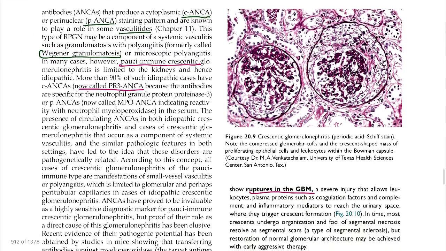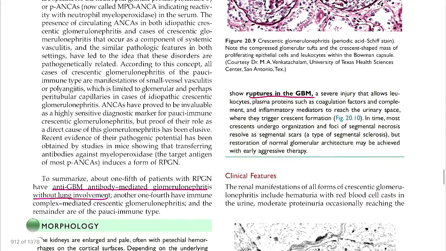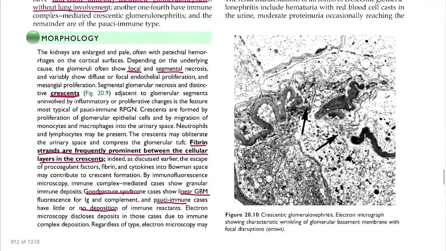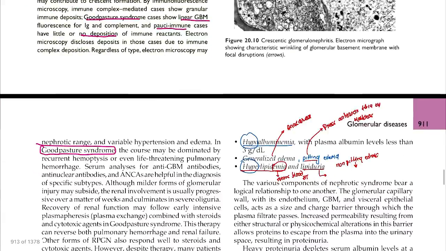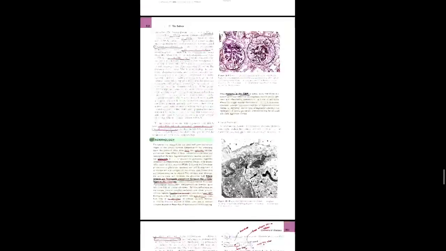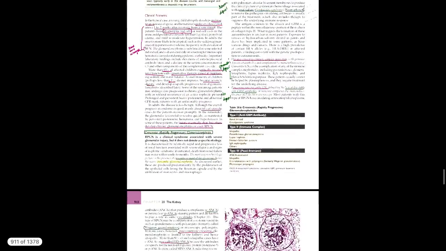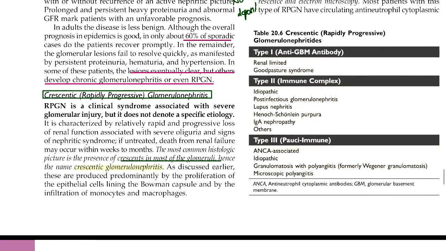These were the things that we discussed. If we go through them thoroughly, I think we will have some idea about rapidly progressive glomerulonephritis. With it, I'd like to end our lecture right here. Thank you and have a great time.